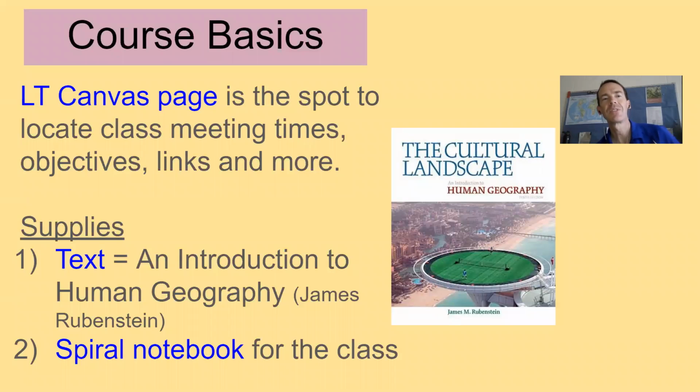Information about human geography this semester is all located on the LT Human Geography Canvas page. Links to Zoom meeting times, course objectives, assignments, test dates, and so forth can all be found there. The class textbook is Introduction to Human Geography. If your student does not have the text, the bookstore at South Campus is the place to go to obtain a copy. As far as supplies, the only thing I put down for this semester is for each student to have a spiral notebook for notes, for keeping track of class discussions and so forth.